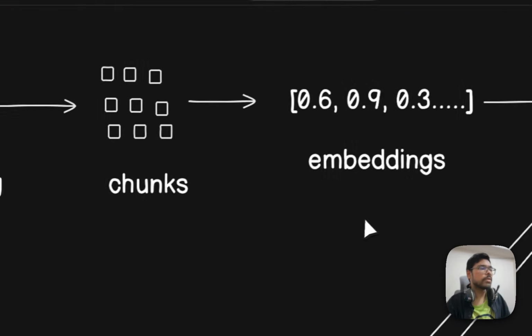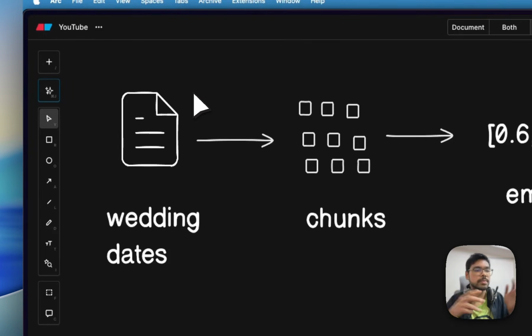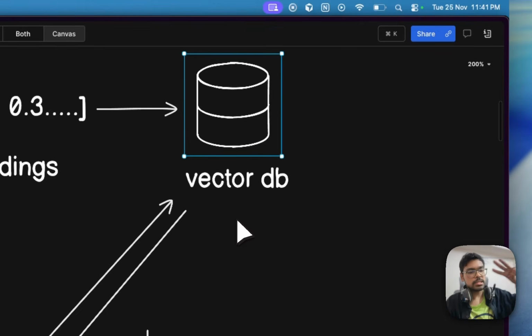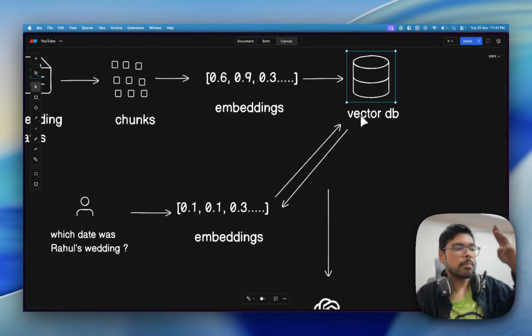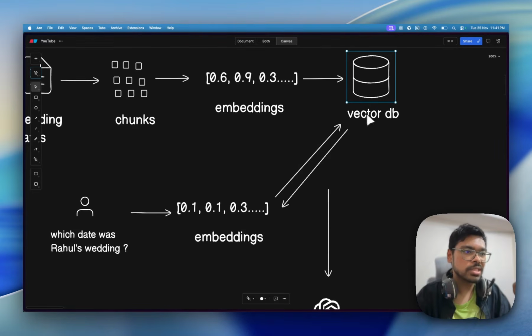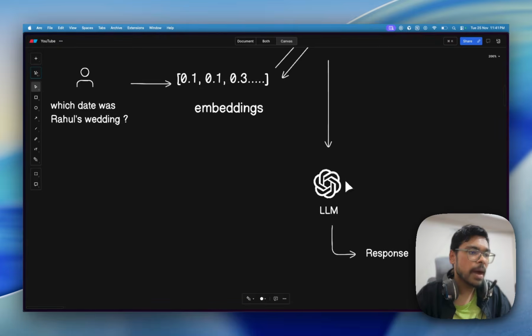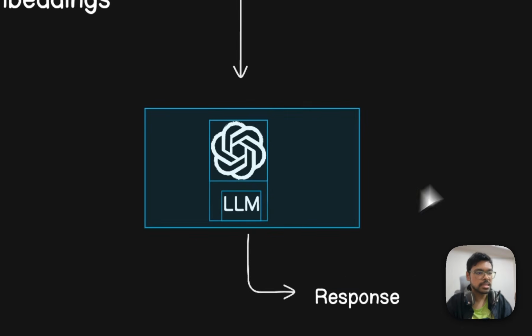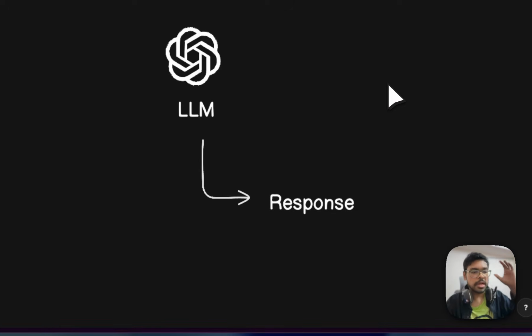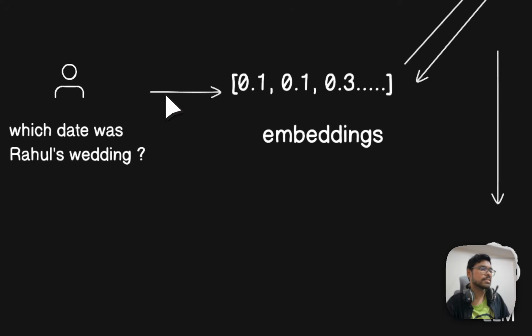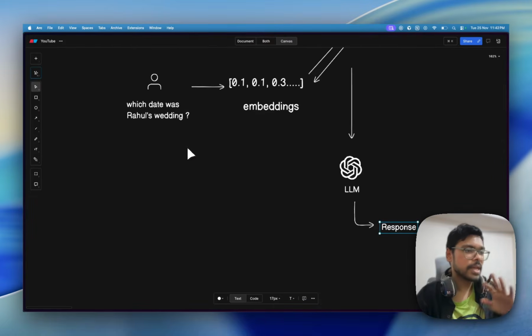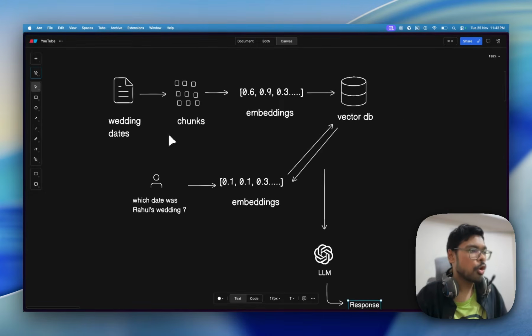Suppose in my PDF there was something written about Rahul's wedding. So we get that relevant chunk. Suppose there are 3 lines written about Rahul's wedding, and we get those relevant chunks, and finally we pass that into the LLM, and the LLM gives us the response, because we gave the text to the LLM. Now the LLM has the context, it gives the response. That is how a RAG works, that is retrieval augmented generation. But with Gemini, you don't need to go through all this now.